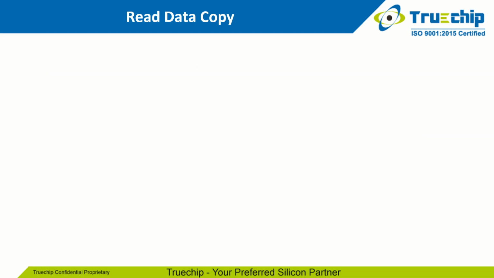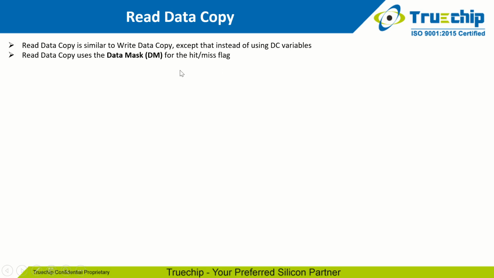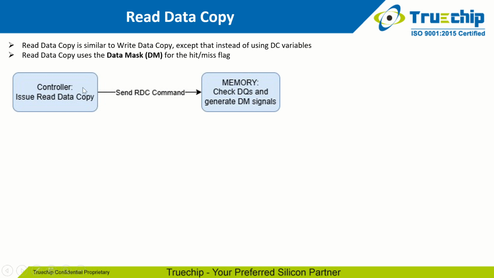So previously we had discussed the write data copy function. Now let's discuss the read data copy function. It's quite similar to the write data copy function, except that the DC variable for read data copy uses the data mask, that is the DM pin, to showcase whether the data copy function is a hit or miss for the particular bits. Initially, the read data copy command is issued by the controller to the memory, which checks DQ and generates DM signals.